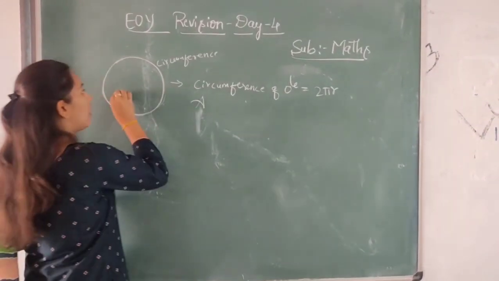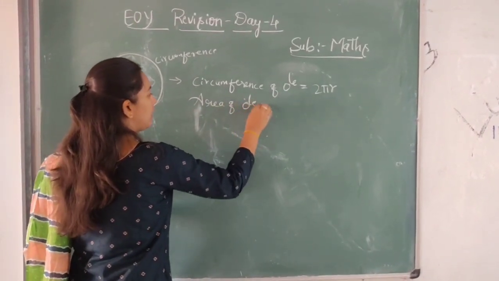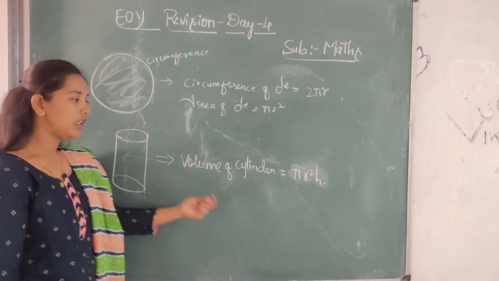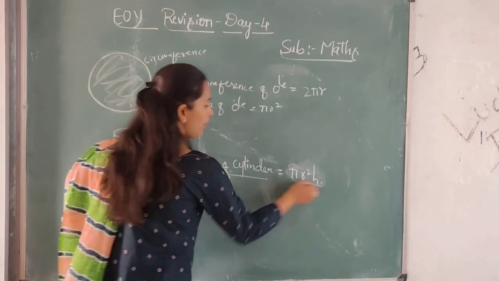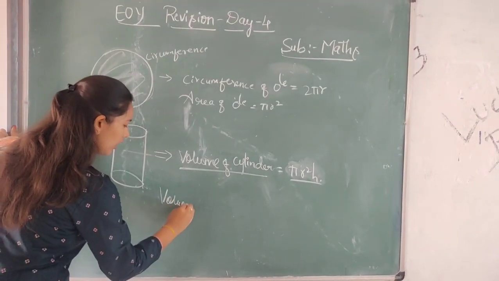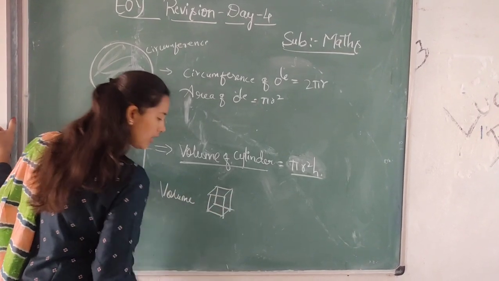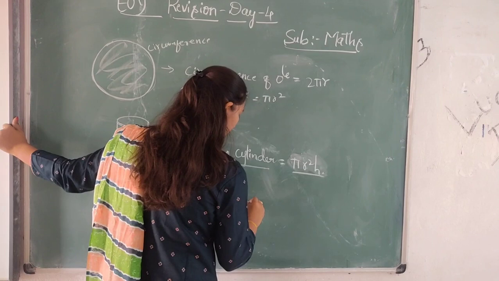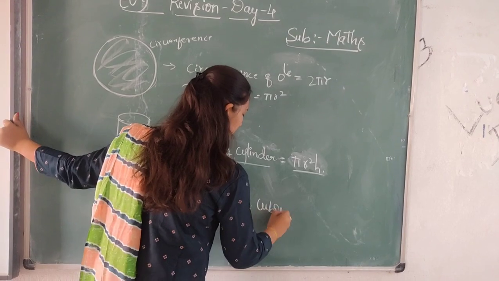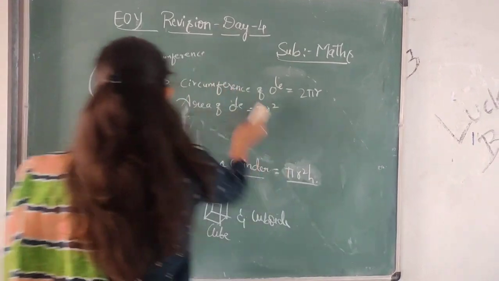Then what is the area of a circle? It is pi r square. Now the volume of the cylinder. The volume of the cylinder is pi r square h. Now coming to the volume of a cube and also cuboid. What is the volume of a cube here?